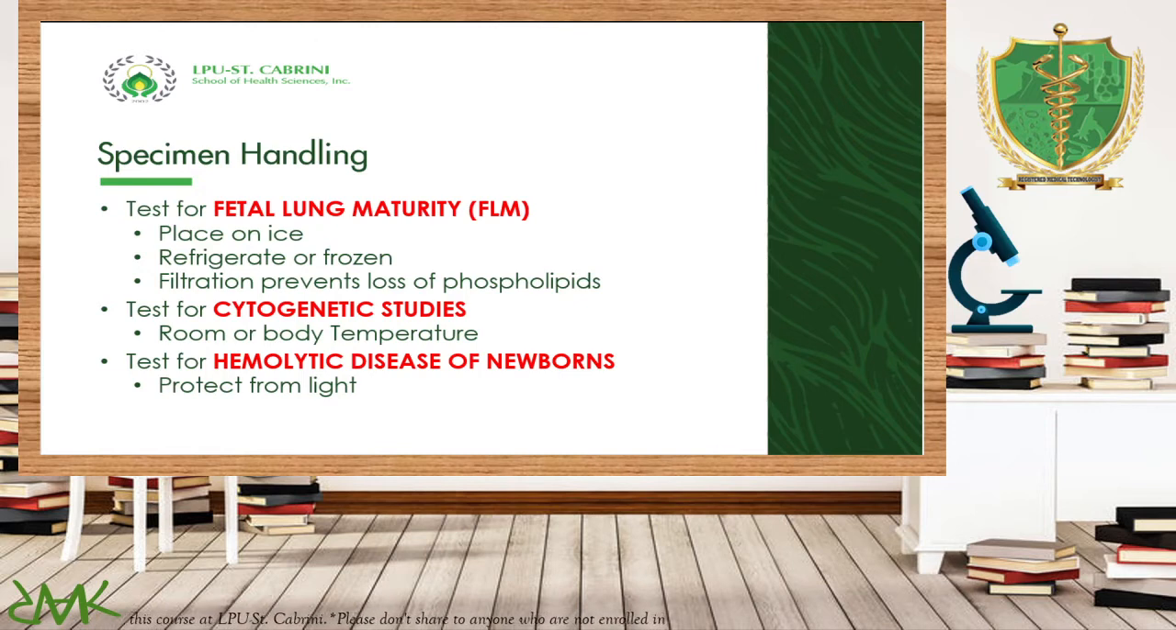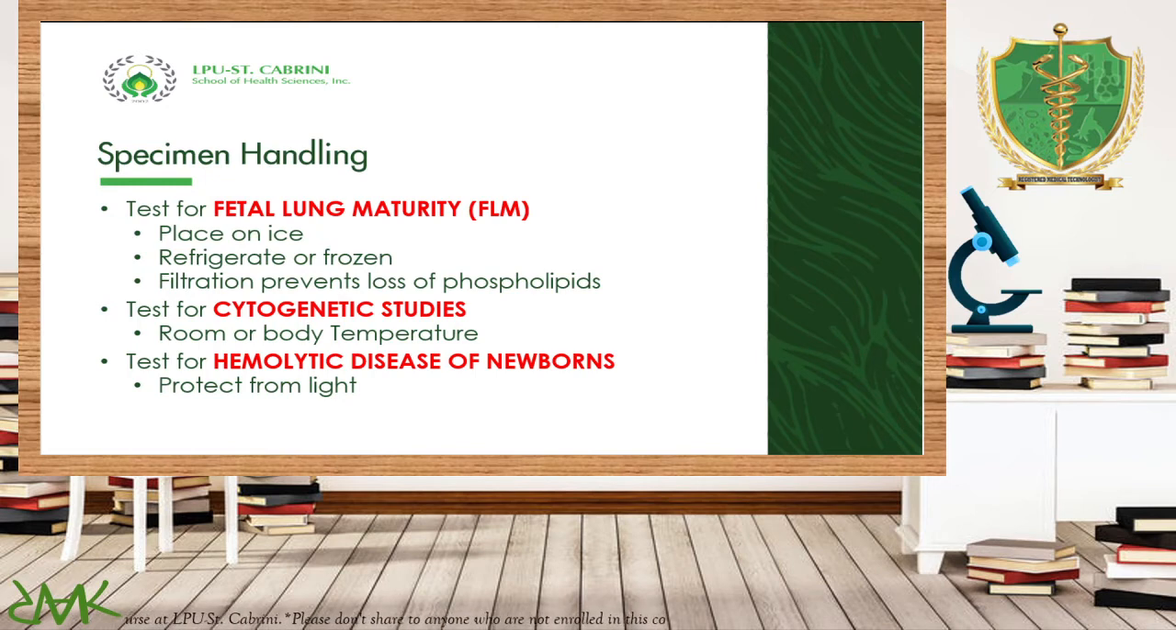Now, for cytological or cytogenetic studies, the sample must be kept at room or body temperature. And for hemolytic disease of the newborn, HDN, the sample must be protected from light, because too much exposure of the bilirubin, which is the analyte for HDN, will cause a decrease in the amount of our bilirubin, because bilirubin is photosensitive.